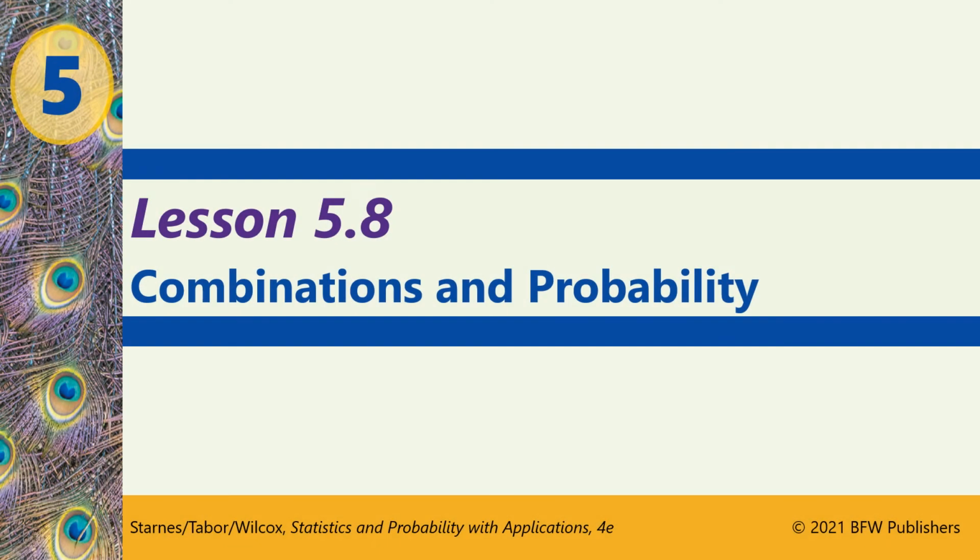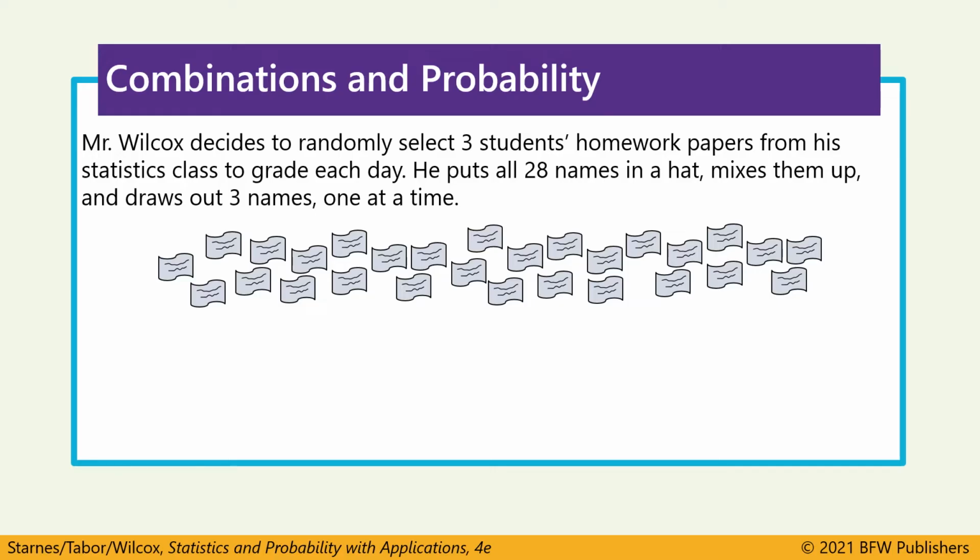Section 5.8, Combinations and Probability. Mr. Wilcox decides to randomly select 3 students' homework papers from a statistics class to grade. He puts all 28 names in a hat. He mixes them up and draws out 3 names one at a time.